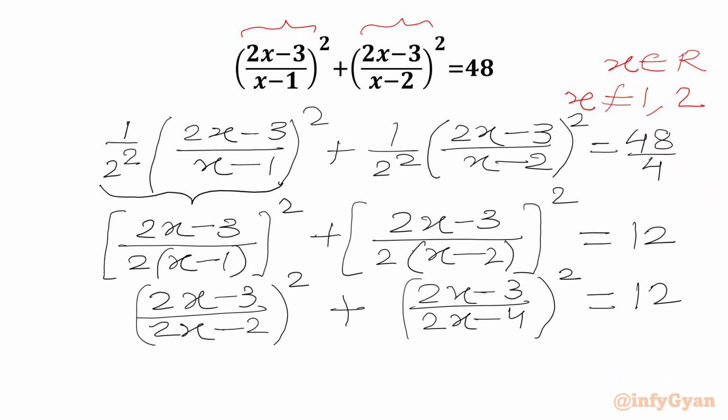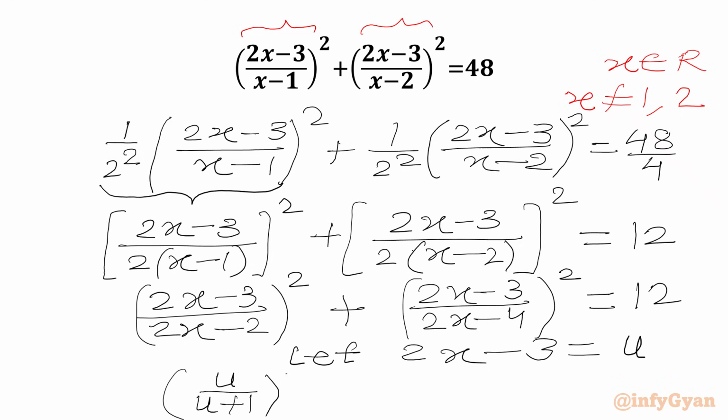Now we are going to use substitution. Let us say 2x - 3 equals u. So 2x - 2 will be u + 1 and 2x - 4 will be u - 1. So we can write our equation (u/(u + 1))^2 + (u/(u - 1))^2 equal to 12.